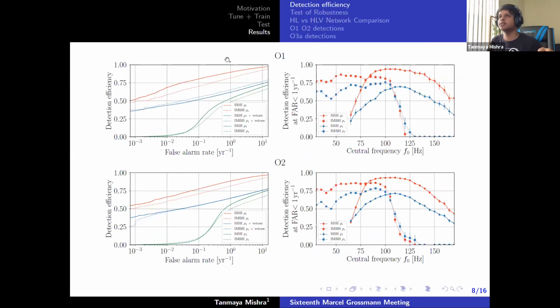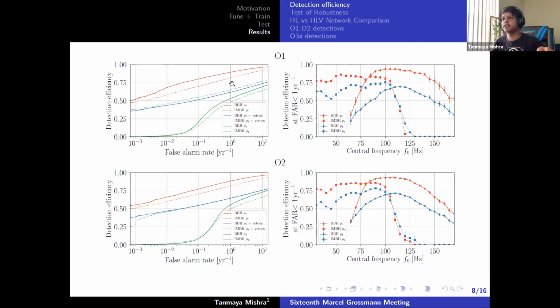Let us look at the results. These are the results from observing runs 1 and 2. We plot the detection efficiency versus false alarm rate plots, and detection efficiency at FAR less than 1 per year versus central frequency. The red curves denote the machine learning aided CWB search. The blue curves denote the CWB search with the standard V2 method, and the green denote the CWB search without any V2s or machine learning. The solid lines correspond to the BBH search, and dotted lines correspond to the IMBH search.